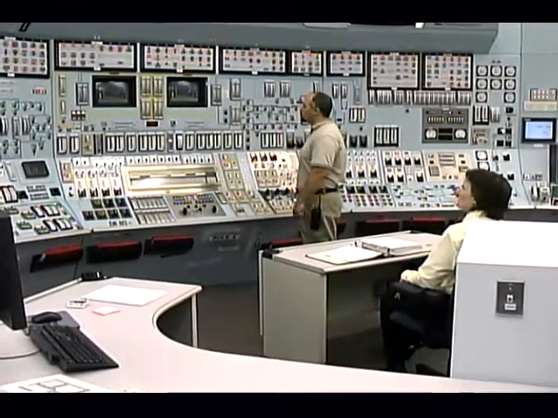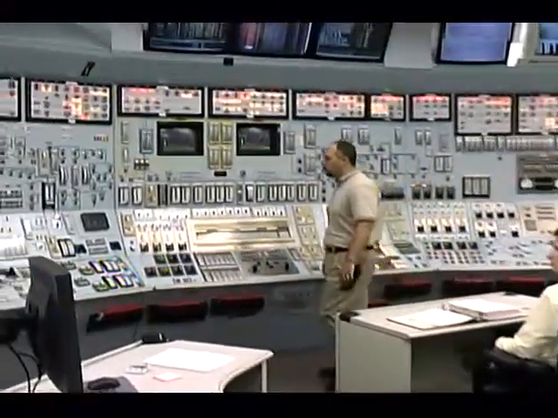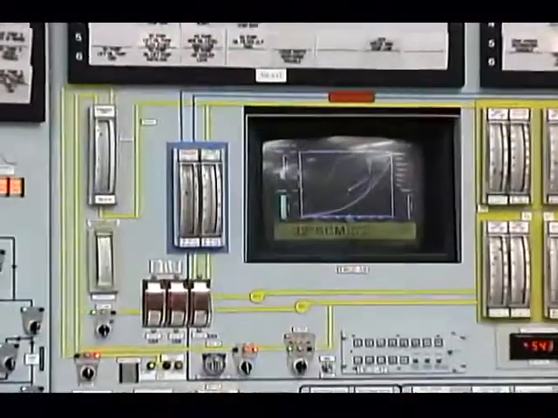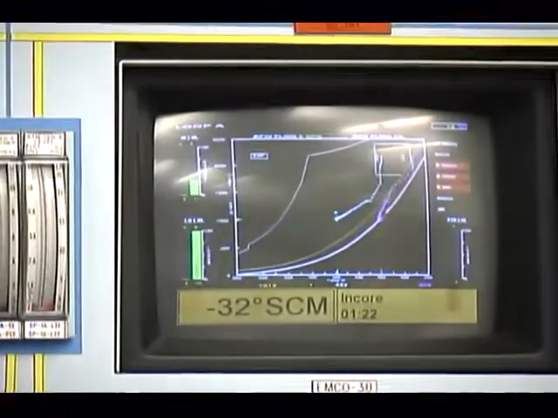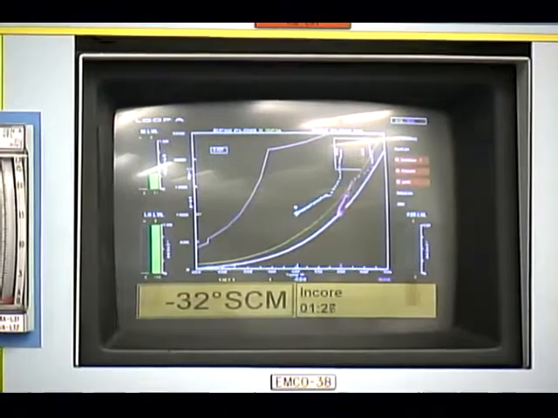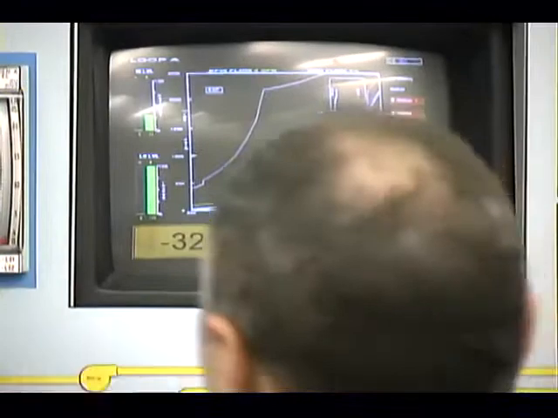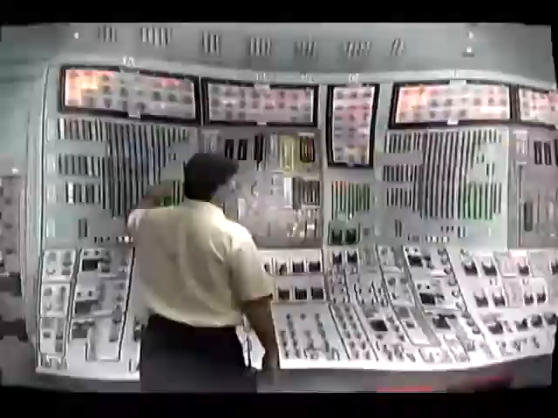Do we have inadequate subcooling margin? We have an adequate subcooling margin. I agree, we have inadequate subcooling margin. Understand, we have inadequate subcooling margin. Attention, the control room. We are entering emergency operating procedure number 3, inadequate subcooling margin. Understand, emergency operating procedure number 3, inadequate subcooling margin.